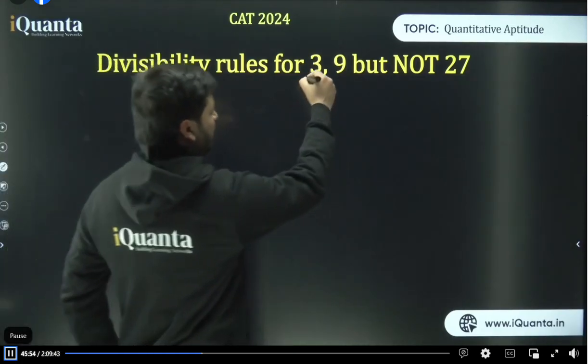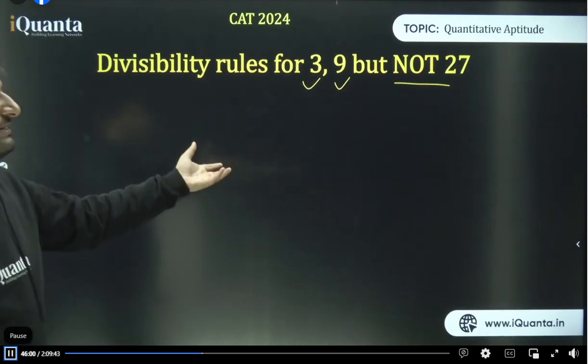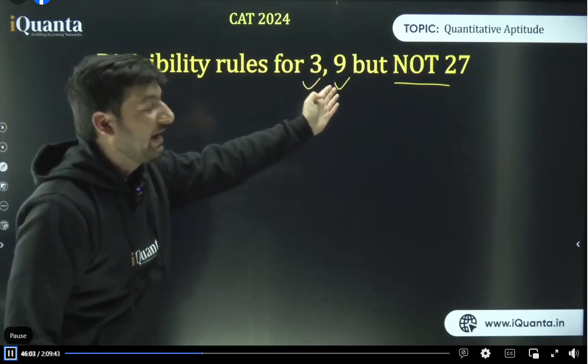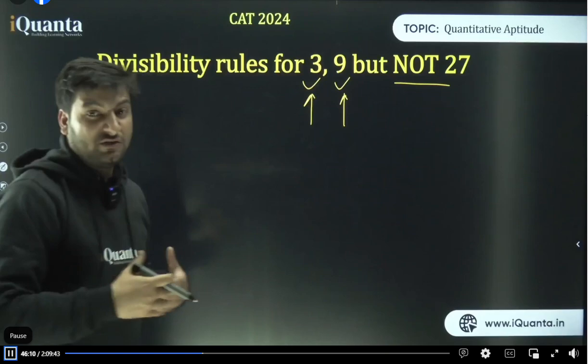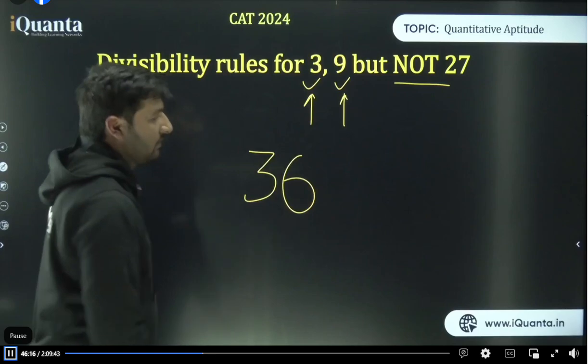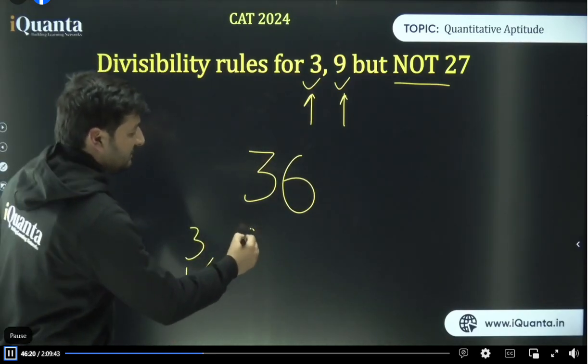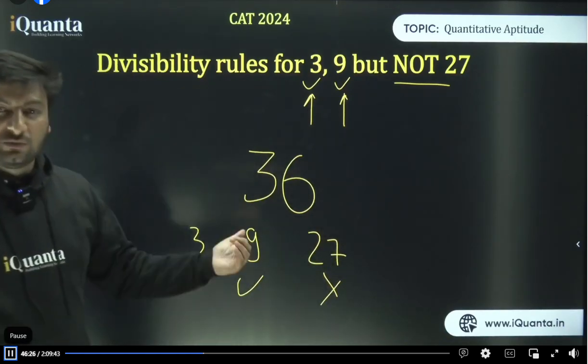So you know the divisibility rule of 3, you know the divisibility rule of 9, but not 27. What does this mean? This entire statement means that it is not necessary that if a number is divisible by 3, if a number is divisible by 9, that does not necessarily mean that it will also be divisible by 27. Let me take an example, say 36. 36 is divisible by 3, yes. Is it divisible by 9? Yes. But is it divisible by 27? No. So that is what it means, okay.